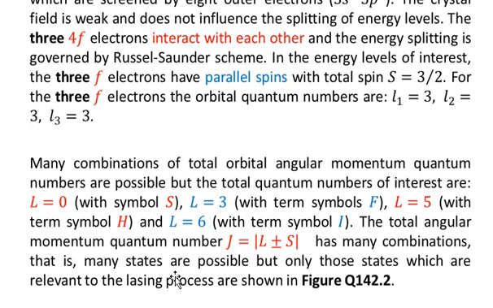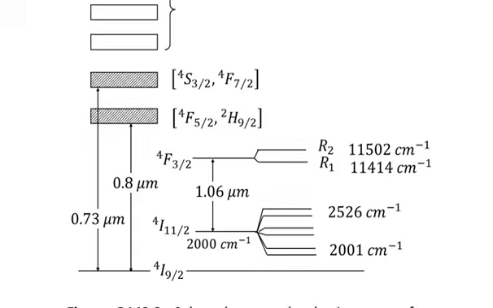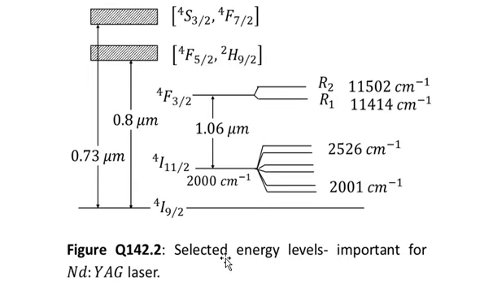So capital J will have many combinations. That is, there are many states possible, but only those states which are relevant to the lasing process are shown in figure number 142.2. So let me show you this figure first. This is the figure, and the caption of the figure is: selected energy levels important for neodymium doped YAG laser, or Nd-YAG laser.